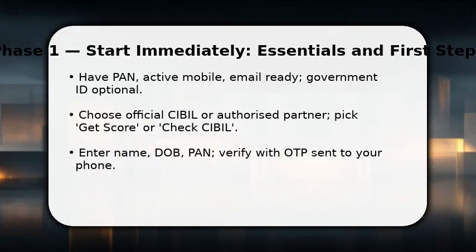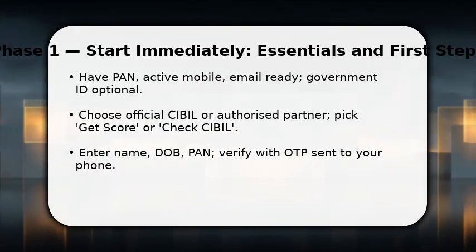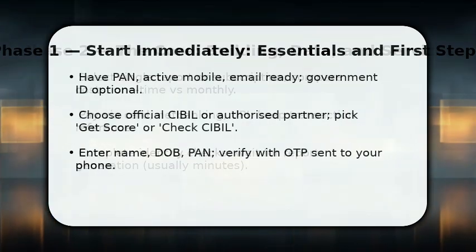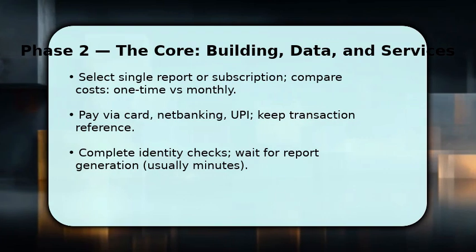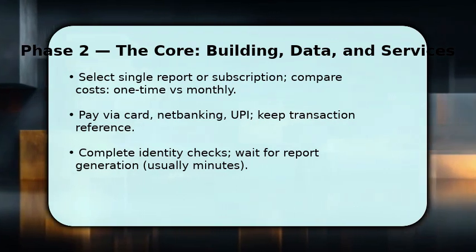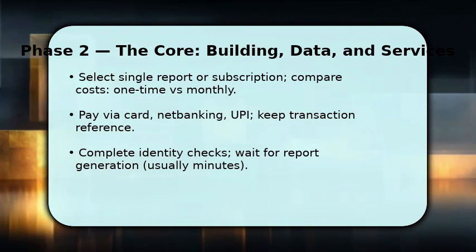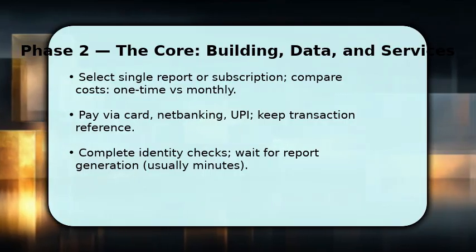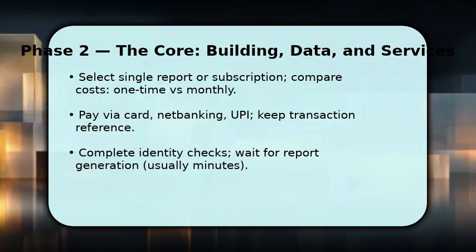When the OTP arrives, type it in immediately. This confirms identity and advances you to the next step. Once identity is verified, choose whether you want a one-time Cibil report or a subscription for ongoing monitoring, because costs differ, one-time versus monthly. Next, complete payment using card, net banking, or UPI and note the transaction reference for records.